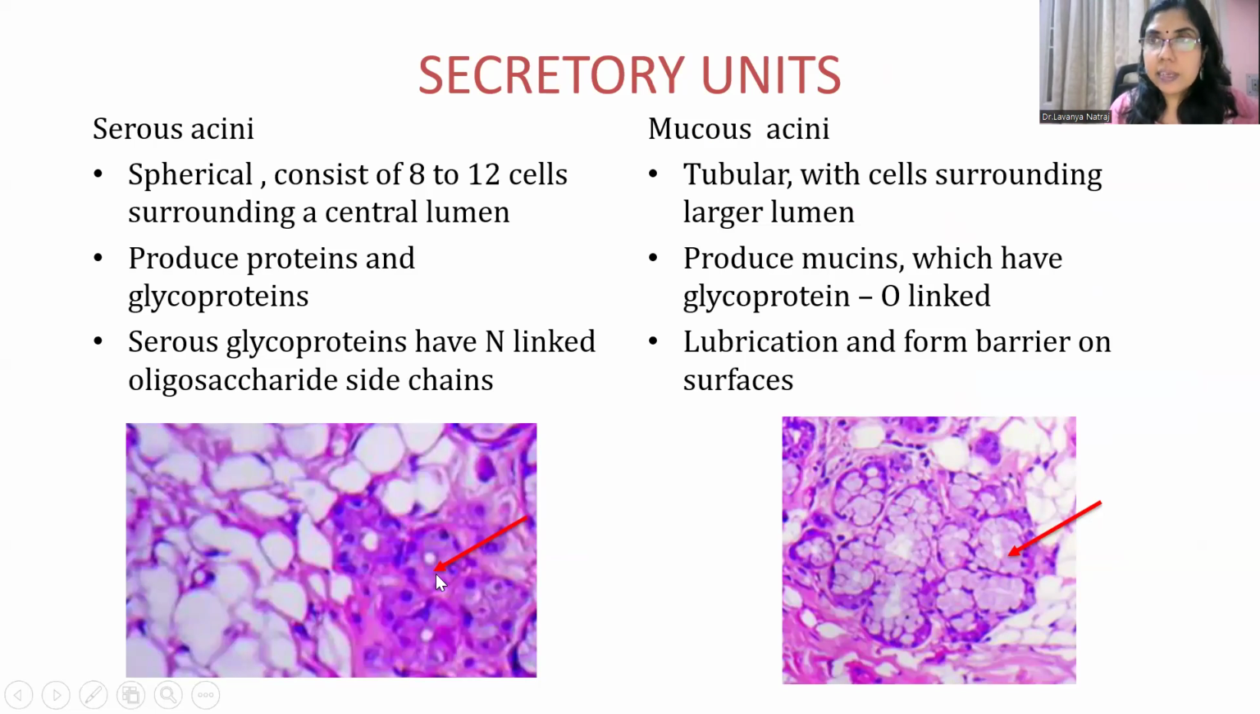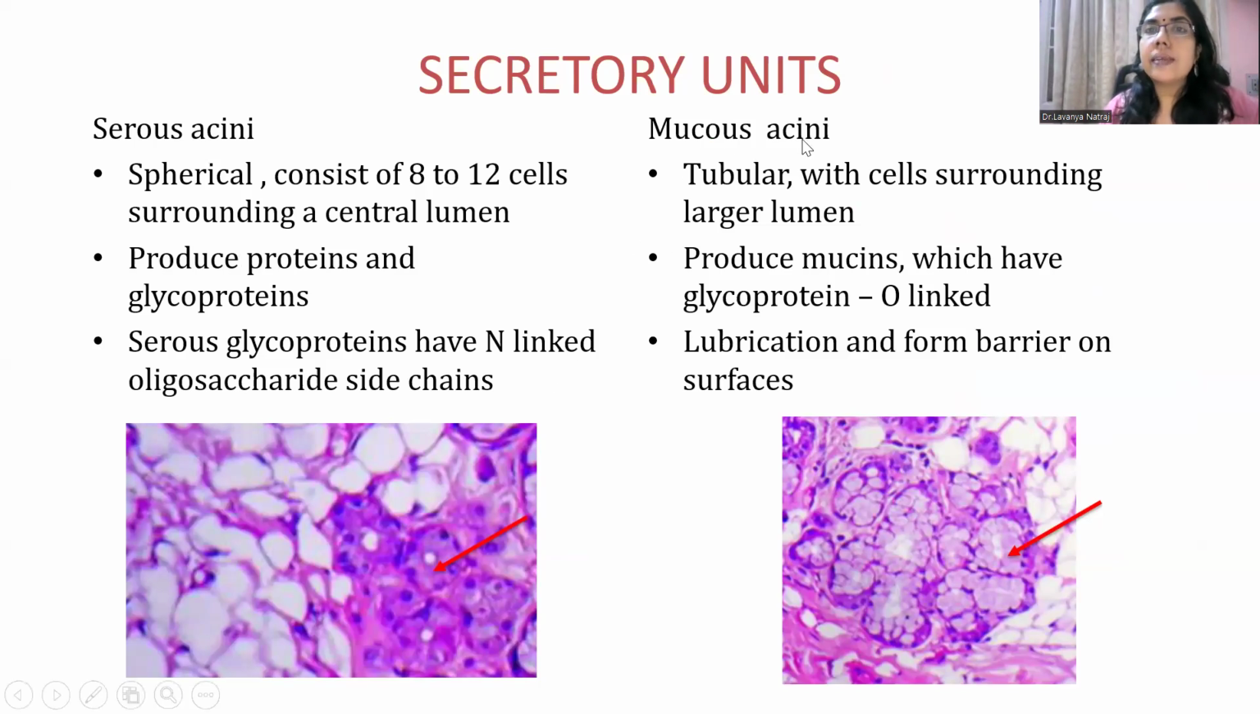So the serous acini as such has 8 to 12 serous cells, and they have a central round, narrow lumen. They produce proteins and glycoproteins. And this serous protein has N-linked oligosaccharide side chains.